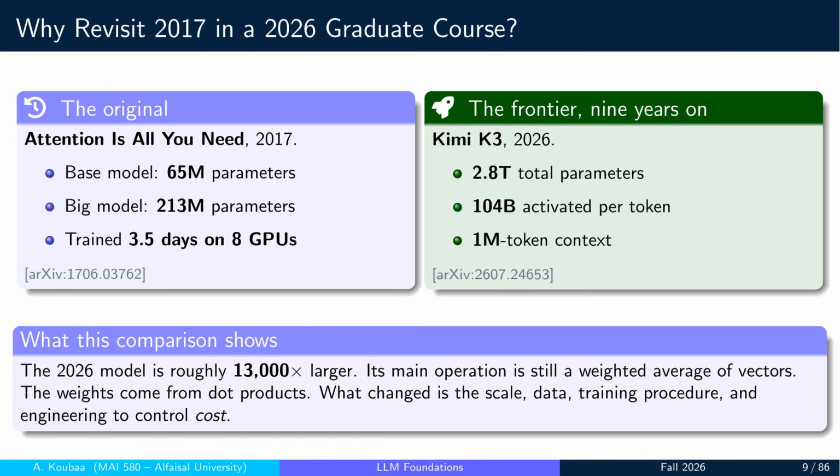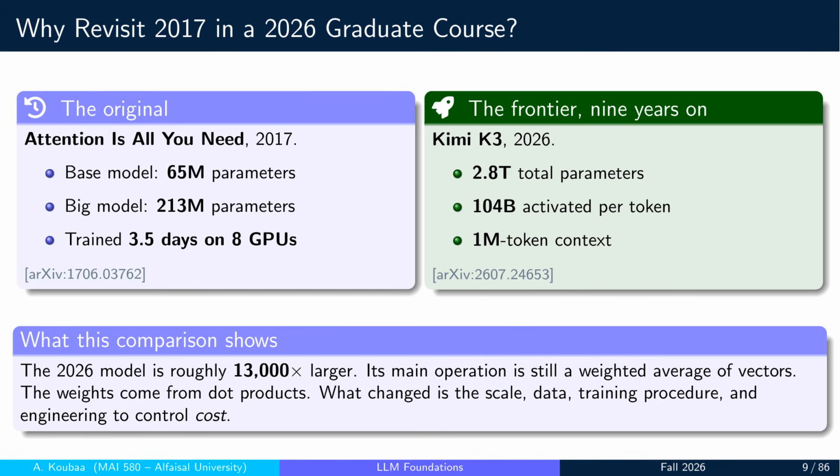Because the core mechanism still sits inside most frontier language models, and because its cost is a constraint you will personally meet this semester. Look at the two columns. On the left, the original paper from 2017. The base model had 65 million parameters. The big model had 213 million. It was trained for 3.5 days on 8 GPUs.